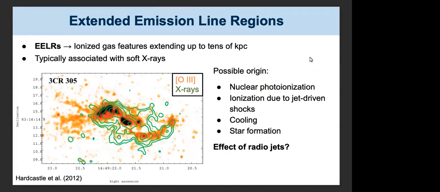We do have some observational evidence of these multiphase gas halos. So as you can see here, for radio sources, we find in a lot of cases ionized gas features extending up to tens of kiloparsecs and mostly associated with soft X-ray emission. In the literature so far, there have been multiple explanations for the ionization of these sources. So it could be either nuclear photoionization of the ICM, or there could be a contribution from jet-driven shocks, the cooling of the ICM, or of course, star formation. So we still don't know the degree up to which the jets are contributing to these extended emission line regions that we see.